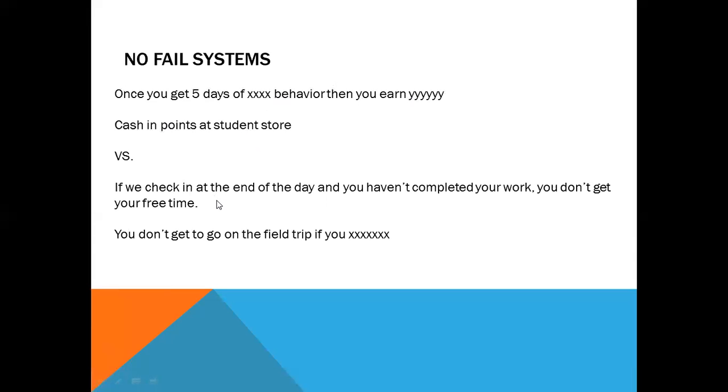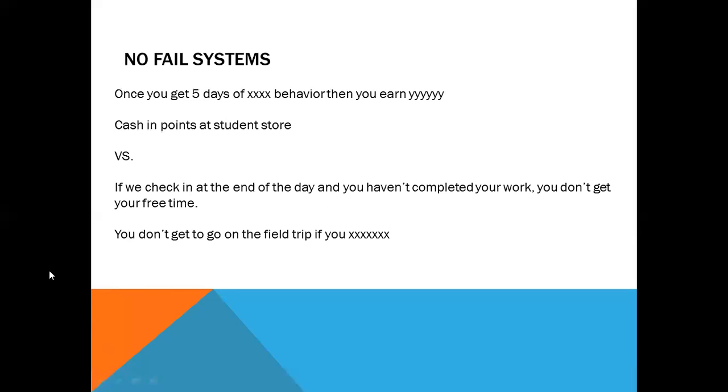Versus, I'm going to check in with you at the end of class, and if you haven't done your work, you don't get your free time. These are not necessarily bad. I think sometimes for some students, a system where they fail can be effective and they're at a point in their development where they can handle it, but it's just needing to know if a student's going to have a full-blown meltdown if they don't earn their reward, then that's going to be really triggering. We might want to think more of like a no-fail system so that we can keep the momentum going and say, well, you just haven't earned it yet. We're going to keep working towards it.